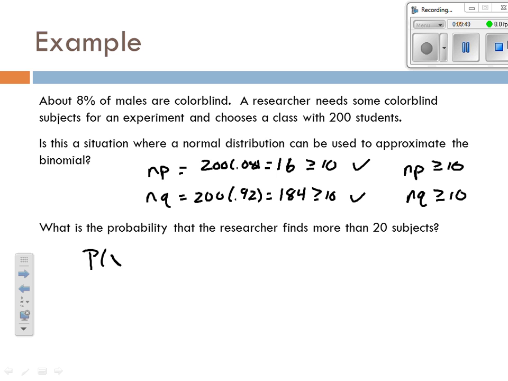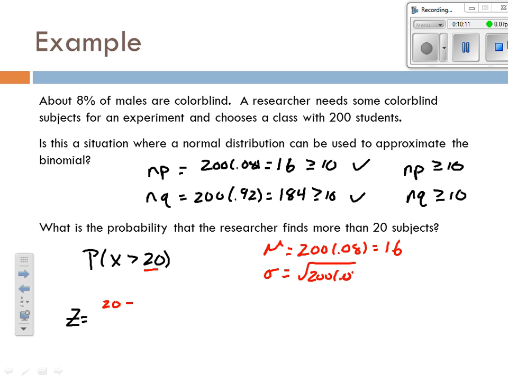So what's the probability x is greater than 20? Well, we can now get a z-score. Our critical value here is 20, our mean from before, remember, the mean was n times p, which was 16, and our standard deviation, the square root of 200 times 0.08 times 0.92, was 3.84. So our critical value minus 16 over 3.84. So our z-score here is 1.04. So we're just above one standard deviation.